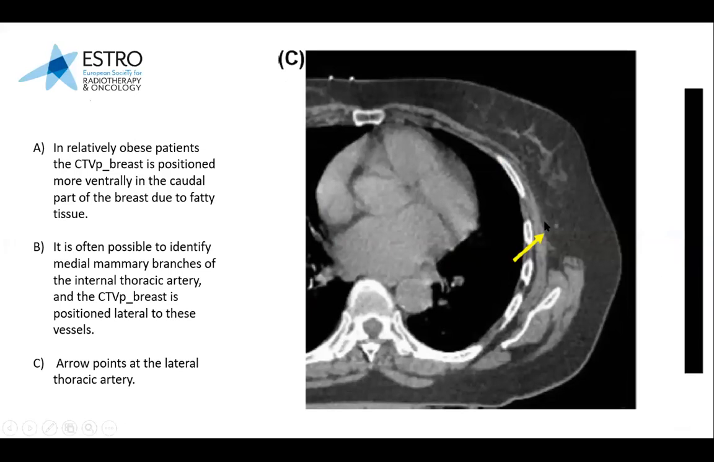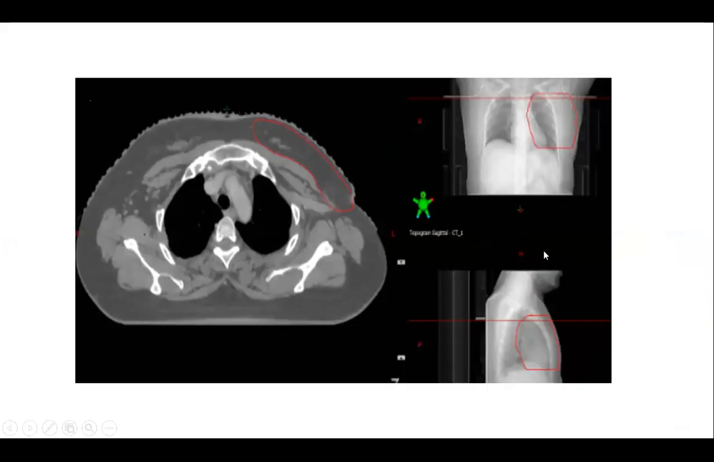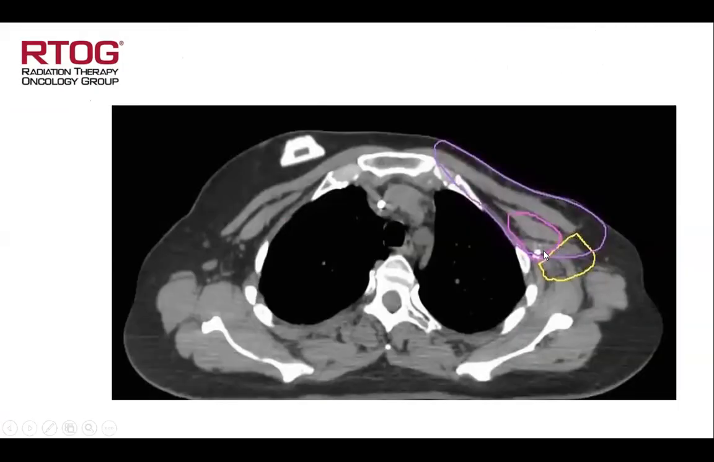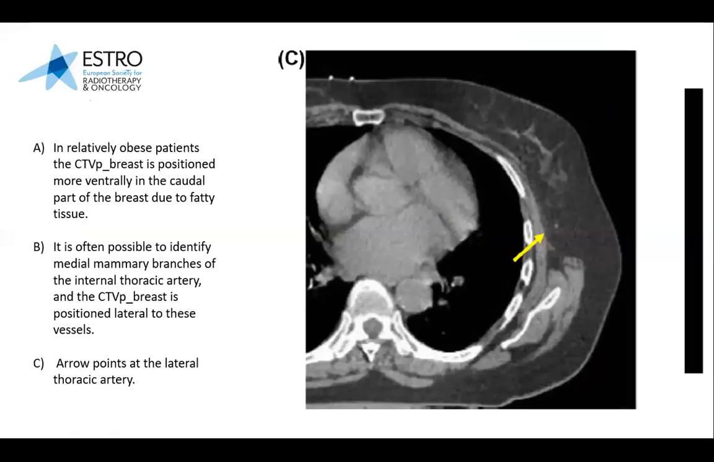Here we can see the lateral thoracic artery, and this is the ESTRO guideline. In RTOG, this is the latissimus dorsi muscle, so we will take the border till here. Whereas in ESTRO, this is the lateral thoracic artery, so we will take the border here. This is the basic difference. In most patients it remains the same and doesn't make much difference, but in some patients there will be a difference in this lateral border.